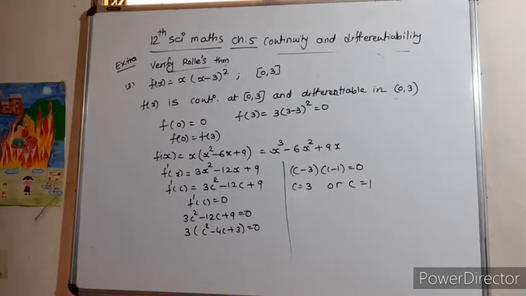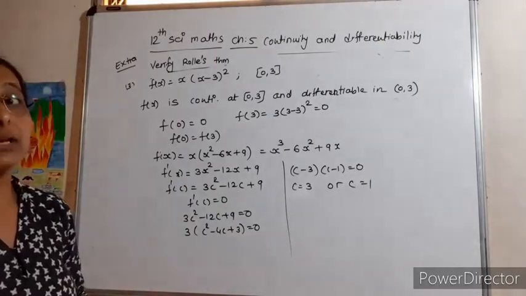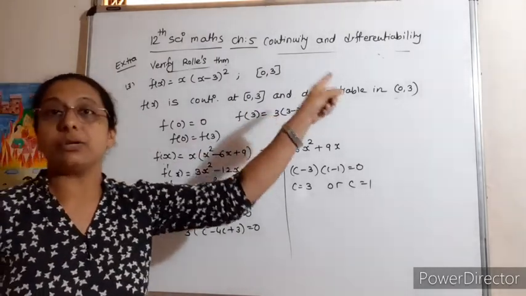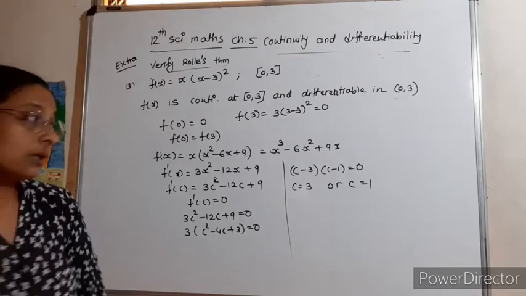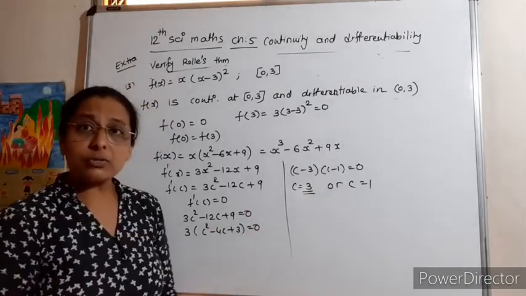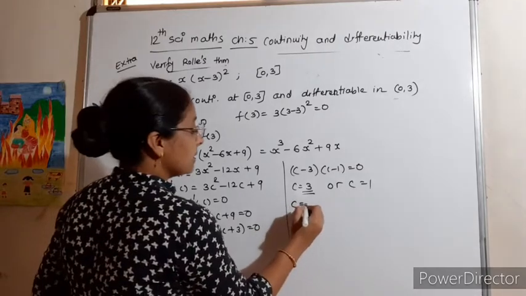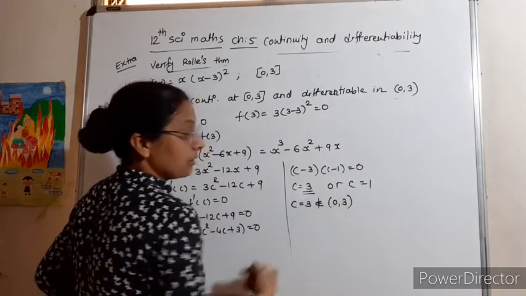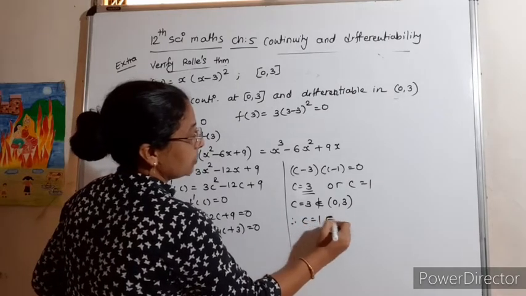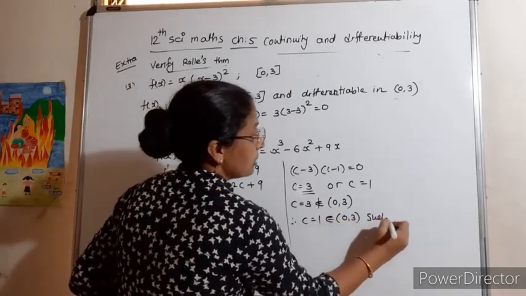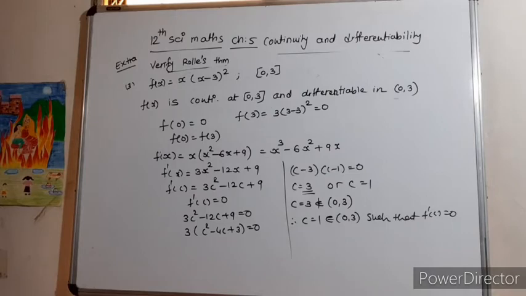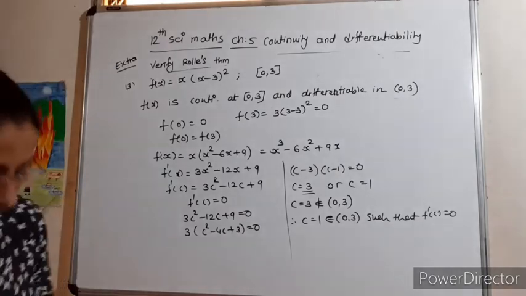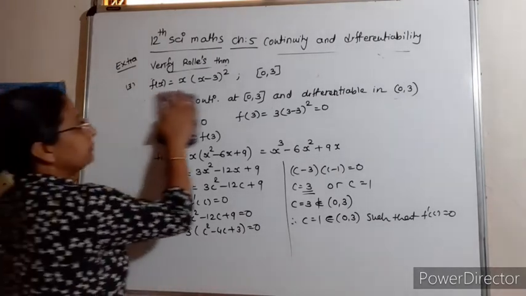Here if you get the 2 values, then you have to select which value is possible in the open interval 0 to 3. Our condition is c belongs to open interval 0 to 3. So c is equal to 3 does not belong to the open interval, right? So we will write c is equal to 3 does not belong to open interval 0 to 3. Therefore, c is equal to 1 belongs to 0 to 3 such that f dash c equal to 0. Our acceptable value will be c is equal to 1. Understand that? Yes. Do it, then we'll go ahead with the next sum.